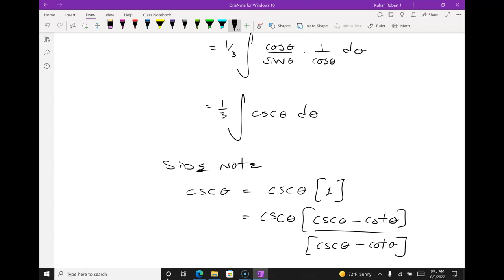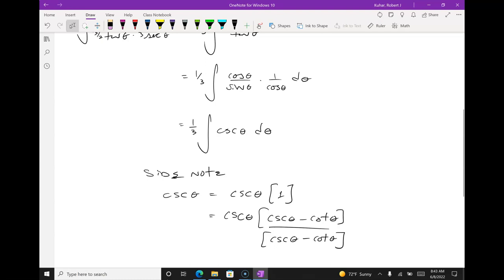So look at what happens upstairs, though. I get a cosecant squared, right? And then I get a cosecant cotangent. Well, what is the derivative of cotangent? Negative cosecant squared. And what's the derivative of cosecant? Negative cosecant cotangent. And you see, that's what I have when I distribute upstairs. Right? You with me?